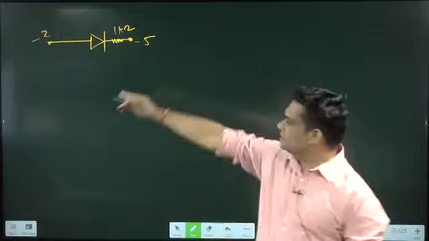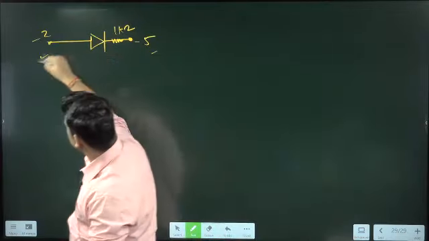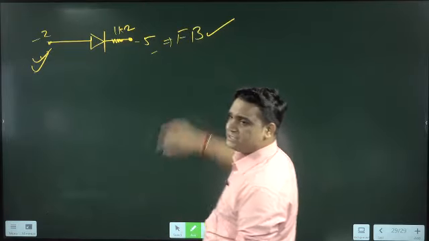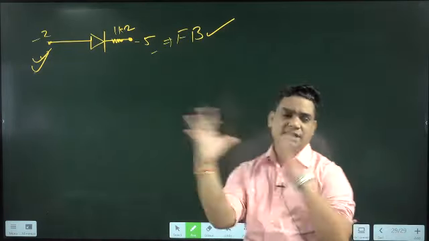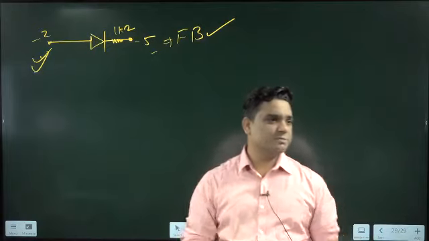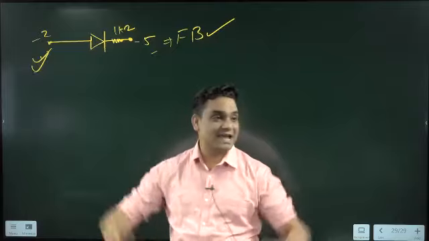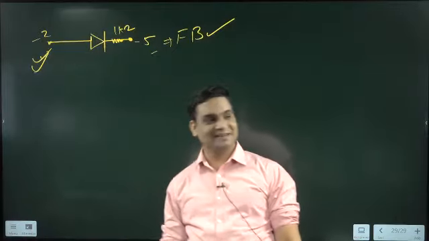You can say ultimately this is minus 2, this is minus 5, and this one is more. If this one is more, this is forward bias, and if this is forward bias, it is going to conduct here. What is the PD across this? PD is 3 or 7? 5 and 2 difference, 7, very good.